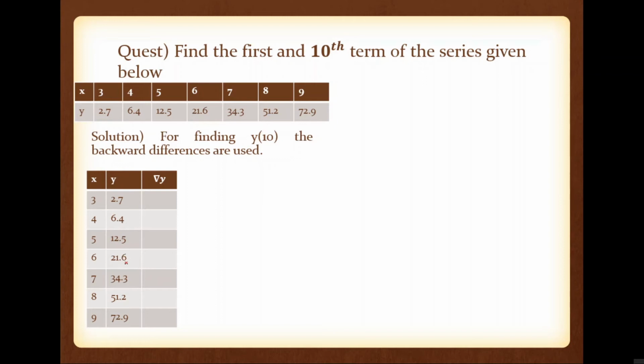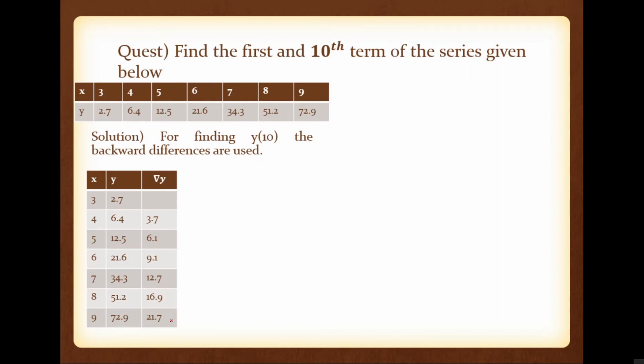Now 21.6 minus 12.5. I think it is 9.1. Then 12.5 minus 6.4. I think it is 6.1 here. Then 6.4 minus 2.7. That is 3.7. Yes. Now next one is delta square y.